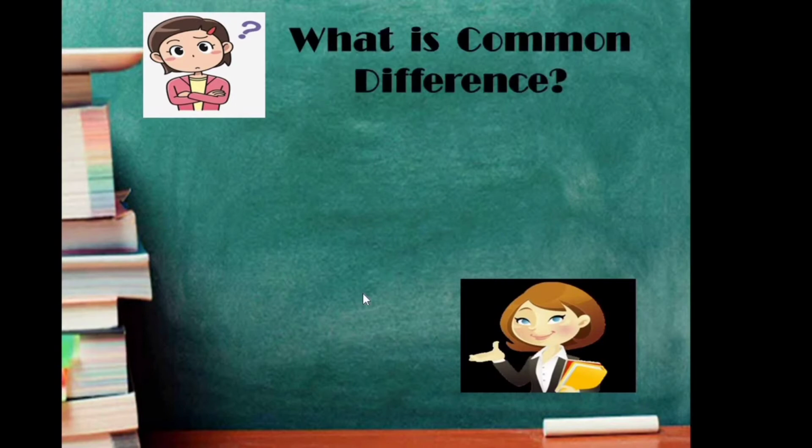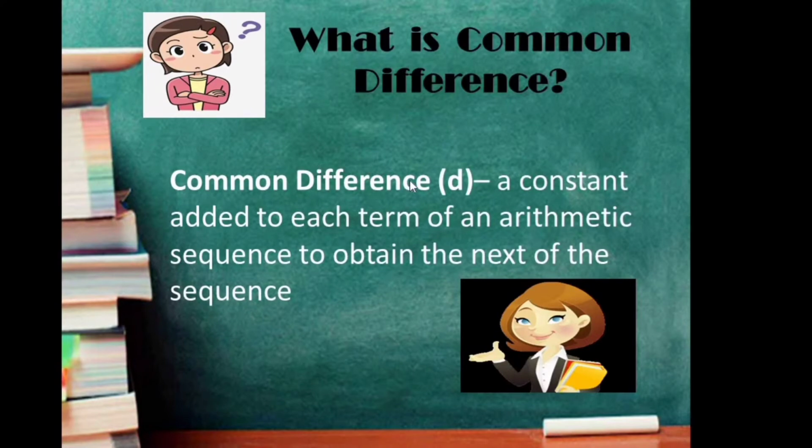And now, what is the common difference, class? The common difference, represented by the small letter d, is a constant added to each term of an arithmetic sequence to obtain the next term of the sequence. So, for example, we have 5, 10, 15, 20.